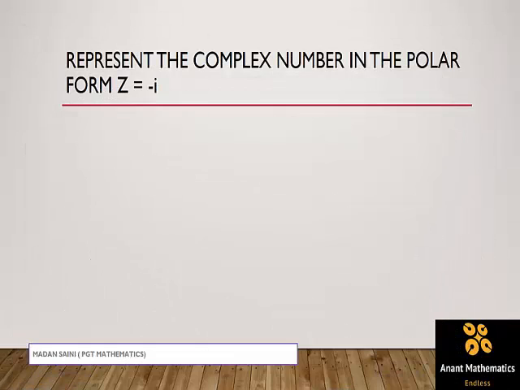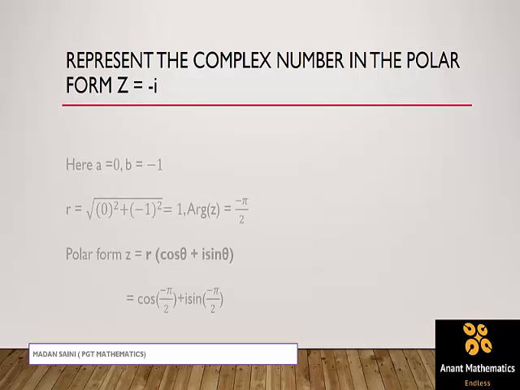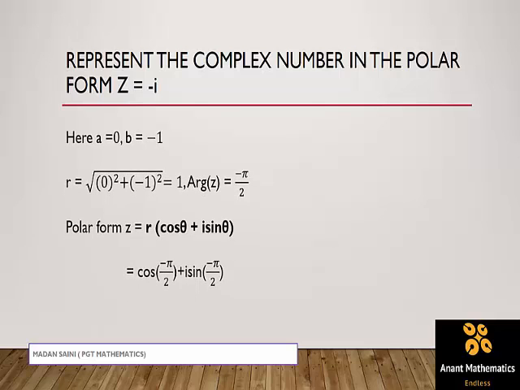The next complex number is minus iota. It lies on the y-axis, imaginary axis only, and below the origin. Therefore, the argument of z is minus pi by 2 and modulus of this complex number is 1. Therefore, the polar form of the given complex number is cos of minus pi by 2 plus iota sine of minus pi by 2.